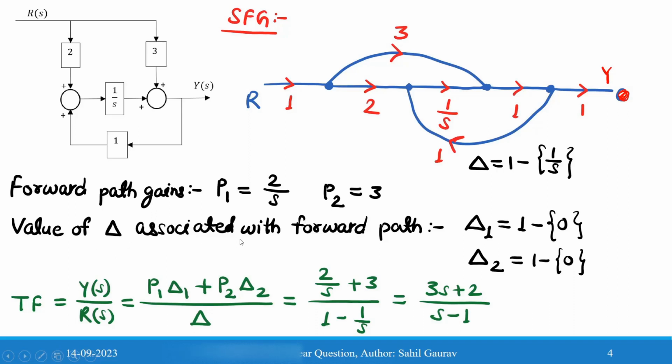Now we will find the value of delta associated with each forward path. Since the loop 1/s is touching both forward paths, delta 1 and delta 2 will be 1, and the other terms will be 0. Now applying all these values in the transfer function, Y(s) divided by R(s) is equal to P1 delta 1 plus P2 delta 2 divided by delta. P1 is 2/s, delta 1 is 1, P2 is 3 and delta 2 is 1, and delta is 1 minus 1/s. So we will get (3s plus 2) divided by (s minus 1).